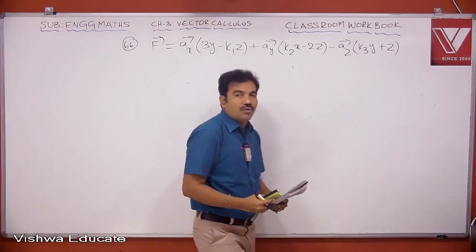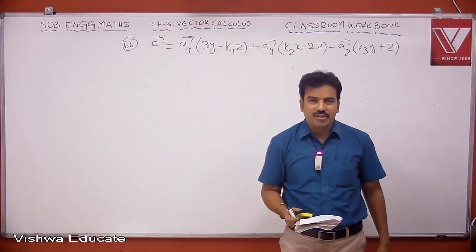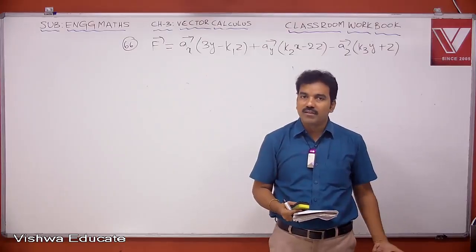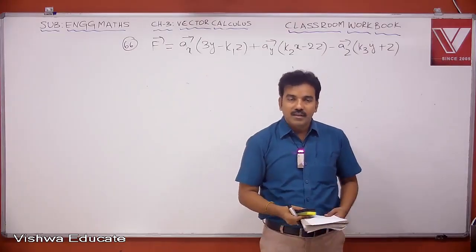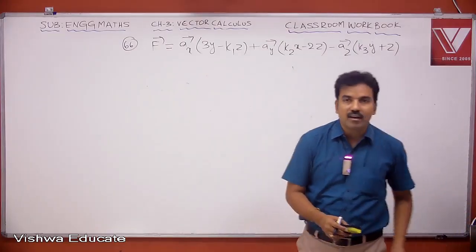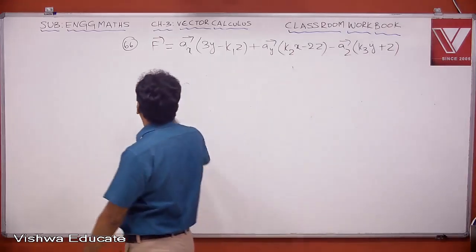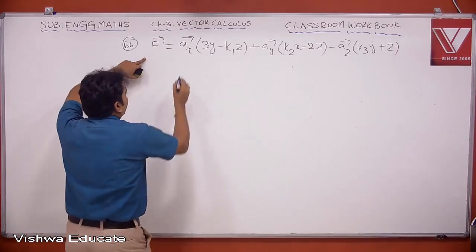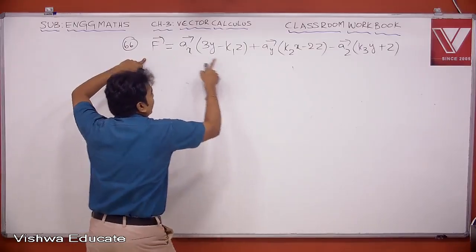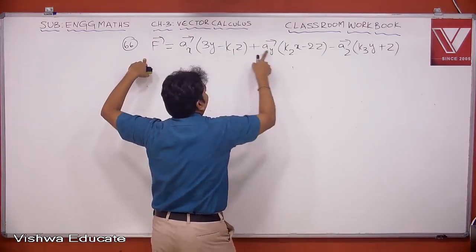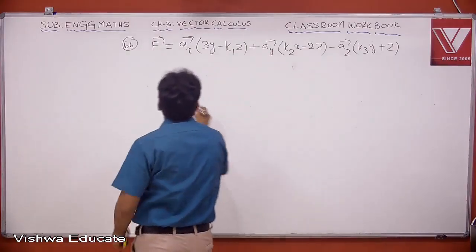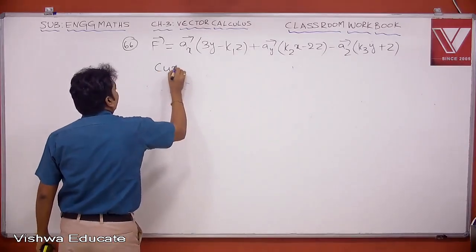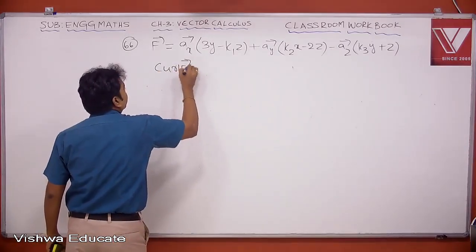A vector whose curl is null vector is called irrotational vector. So when curl is 0, it is called an irrotational vector. So let us find the values of k1, k2, k3 so that this becomes an irrotational vector. Now let us see. Actually this is i bar component, this is i bar, j bar and this is k bar. Now make curl f bar equal to null vector.